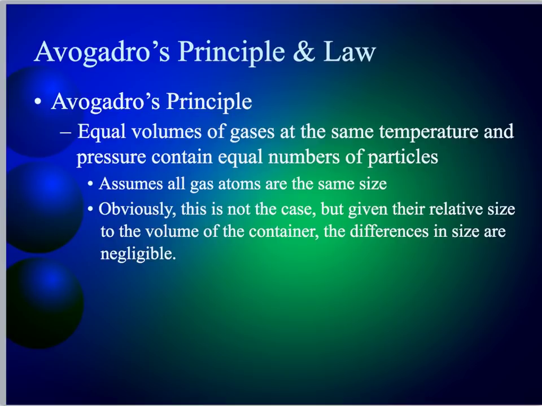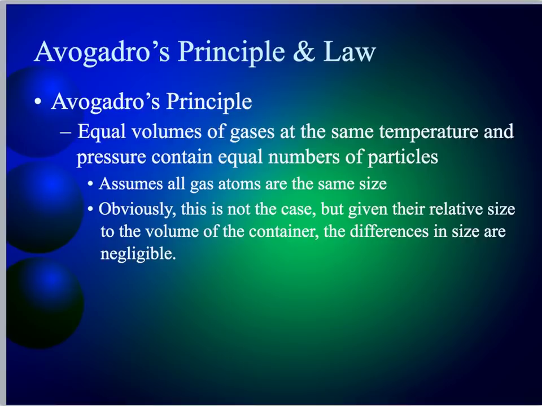Same guy, and what he says is that even though all gas atoms aren't technically the same size, we can assume they are. Obviously, something like helium is much smaller than something like carbon dioxide. However, given their relative size compared to the volume of the container, the differences in size are negligible. The gases are so small relative to their containers that we can forget the difference. So we don't have to worry about what gas is what when we're trying to calculate the number of moles.